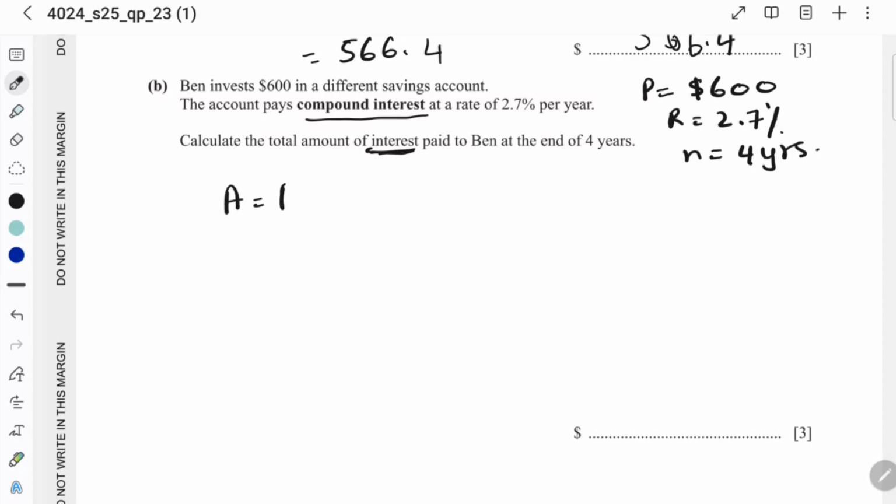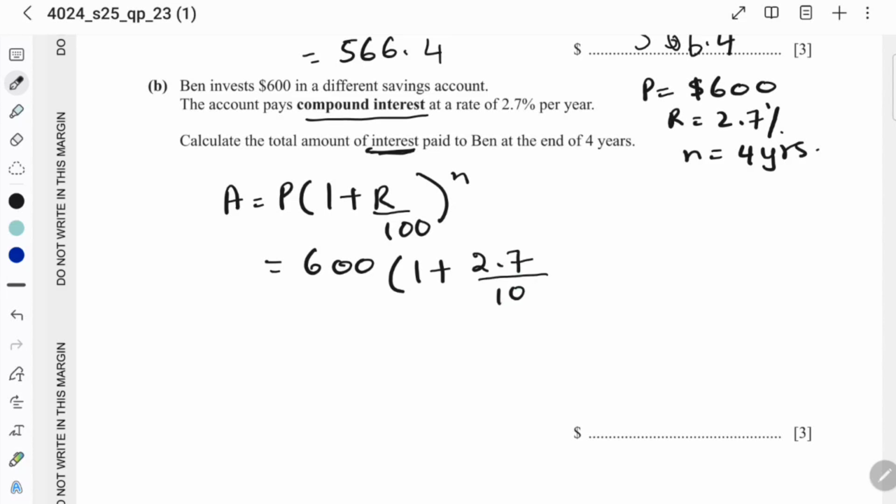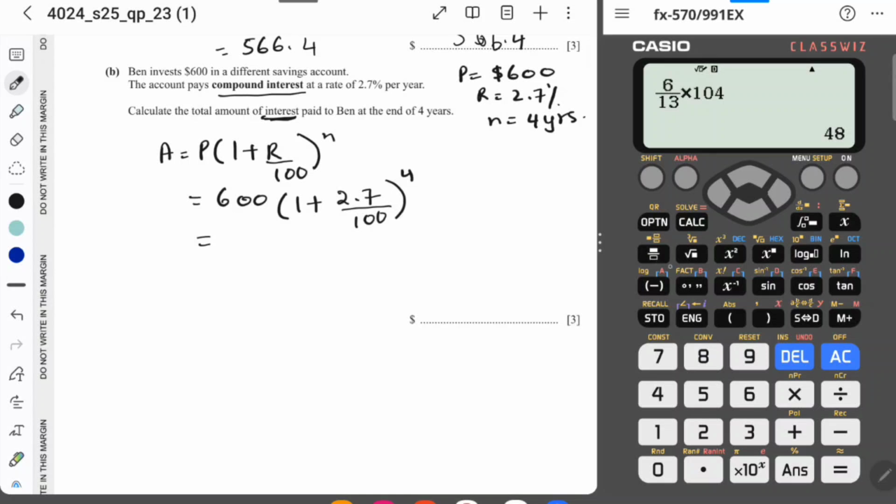Okay, amount is equal to P times 1 plus R over 100 to the power of N. So P is 600 times 1 plus 2.7 upon 100 to the power of 4. All right, and calculate. Okay, so that is 600 times 1 plus 2.7 upon 100, and then go up to the power of 4. So that is equal to 667.47.